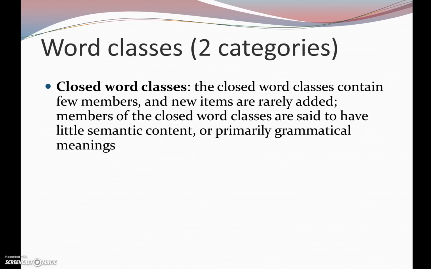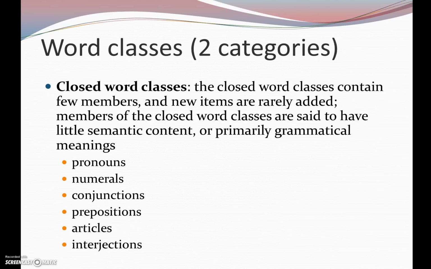Now, closed word classes are smaller, all right? They don't have as many words or members in them, and it's very rare that we add new items. So pronouns and numerals, prepositions, okay, these are all closed word classes, and it's very rare that we add a new numeral. Okay, we have 1, 2, 3, 4. What else, right? What else do we need? How can we add a new numeral?